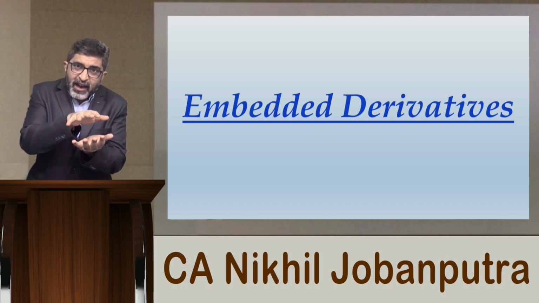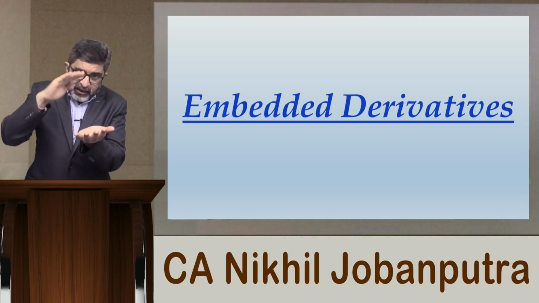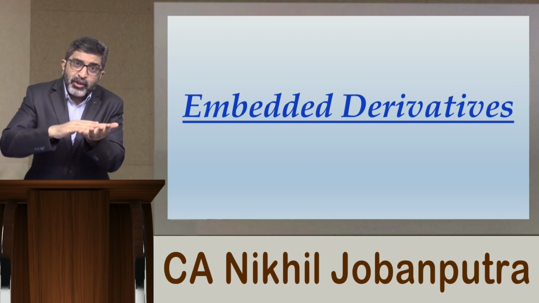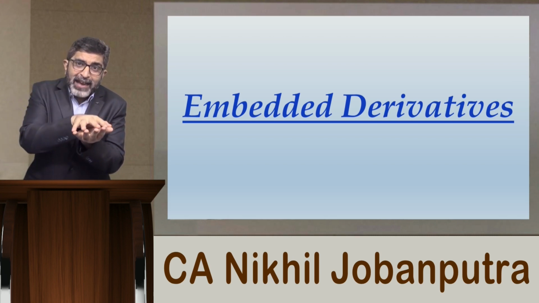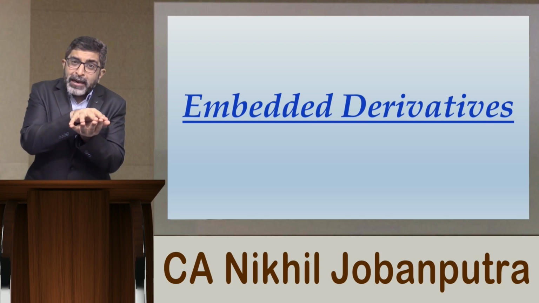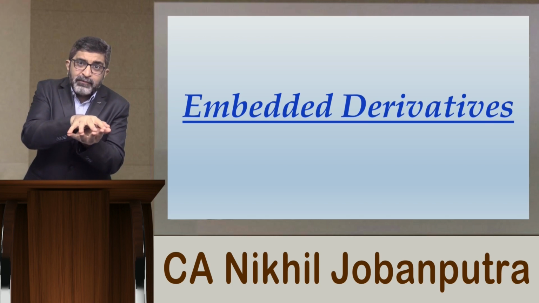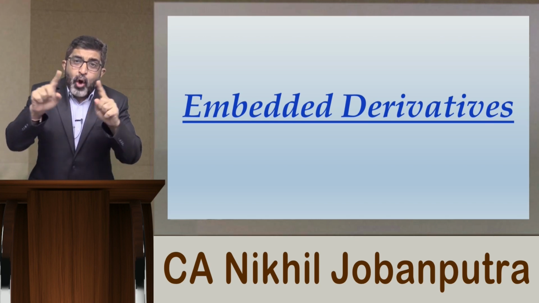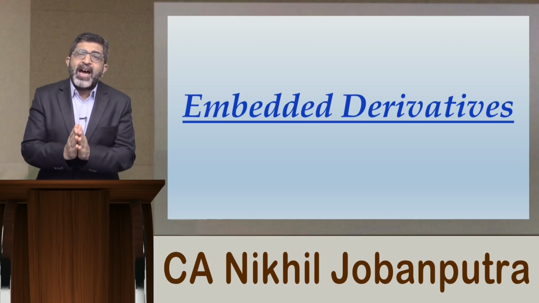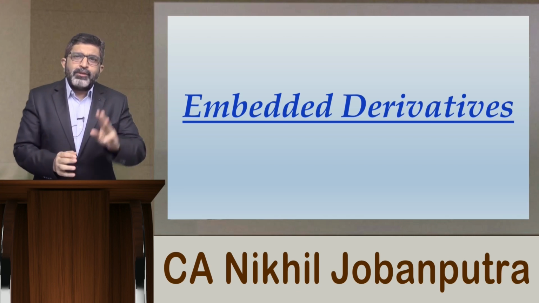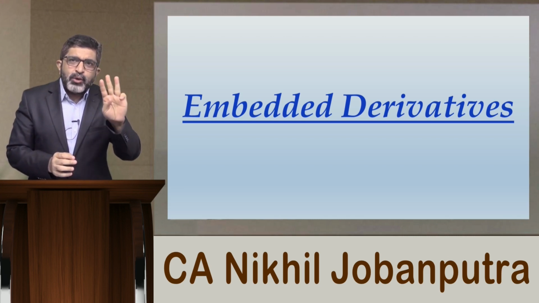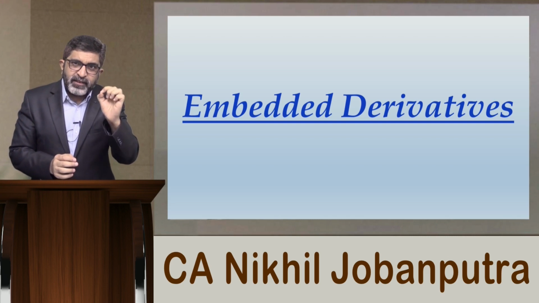So you try understanding this one thing, that the host contract is that debenture, to that we have attached a conversion option which is an embedded derivative. Host contract plus embedded derivative taken together is called hybrid contract or hybrid instrument. So three terms I want you to fit into your minds.